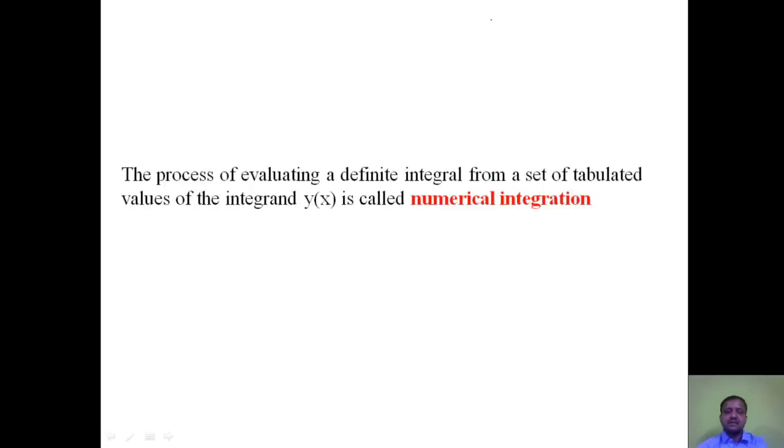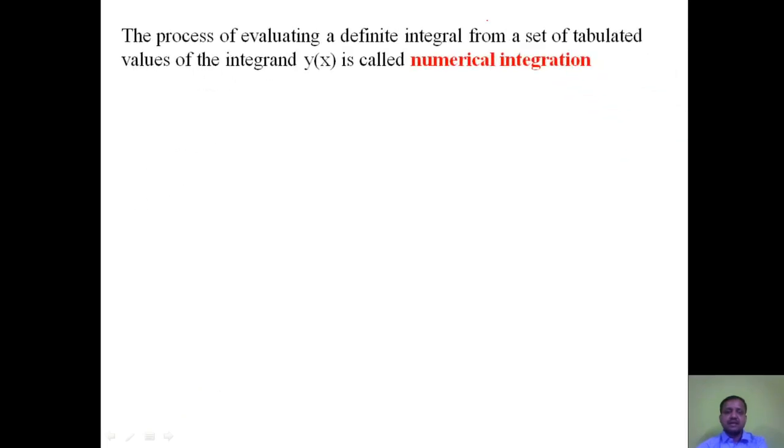So what do you mean by integration? Finding the area of the curve under certain limits is called integration. Why do we do integration? We need to find the area of the curve under certain limits. Numerical integration is the process of evaluating a definite integral. A definite integral means an integral of the form a to b y of x dx, where the limits a and b are finite.